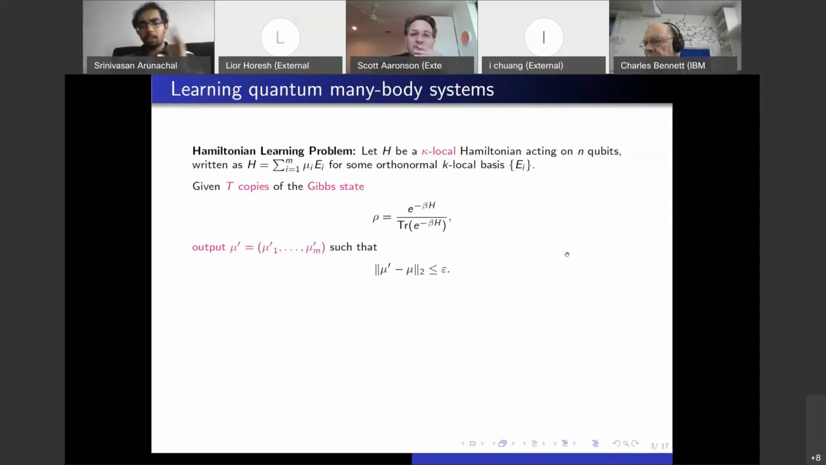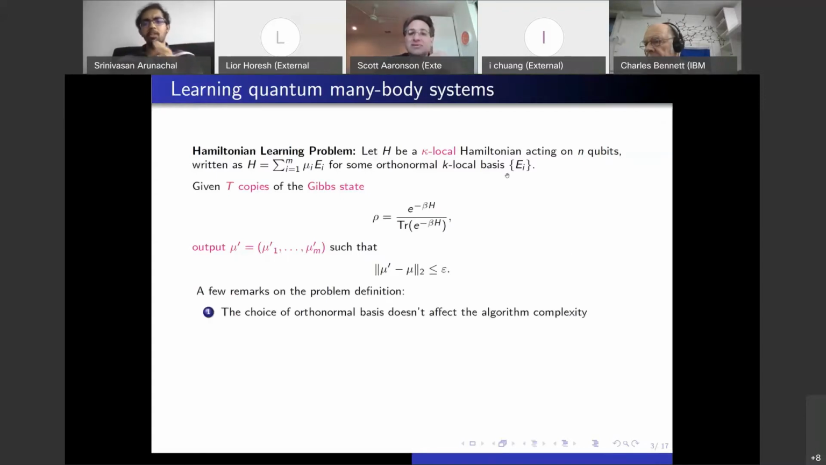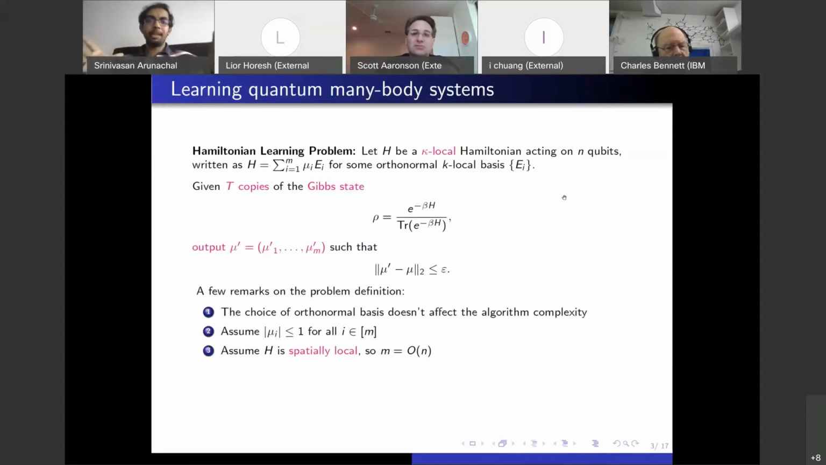So let me make a few remarks about this problem. The first thing is the choice of orthonormal bases that I picked here is not so important. It doesn't affect our algorithm as such. I'm also going to assume that these interaction strengths mu, or these coefficients, are at most 1. And one thing that is ambiguous even in the literature: when I say local, I mean geometrically local. So I'm assuming the Hamiltonian is placed on a lattice and H is geometrically local, or spatially local.